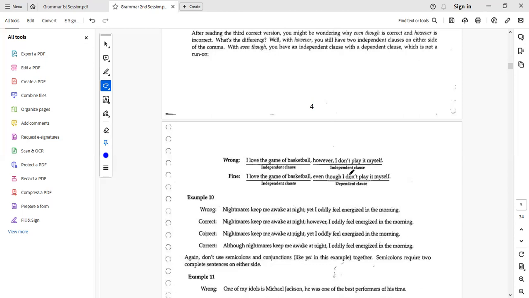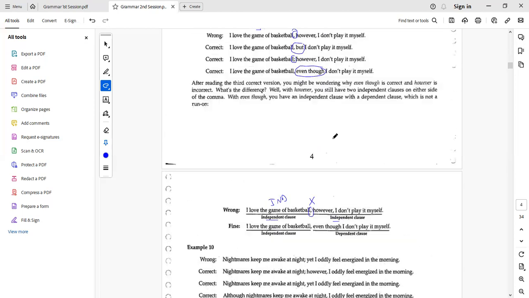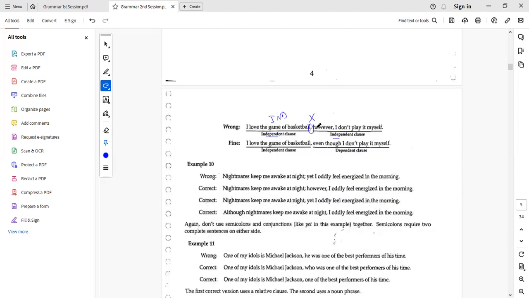Okay. He just explained here. I love the game of basketball, independent. However, he wrote down independent. However, I don't play it myself, independent. Between them, comma only is wrong. So what he did in the last sentence, he changed however and put instead of it even though, which is a subordinate conjunction. So it can change this to be dependent.